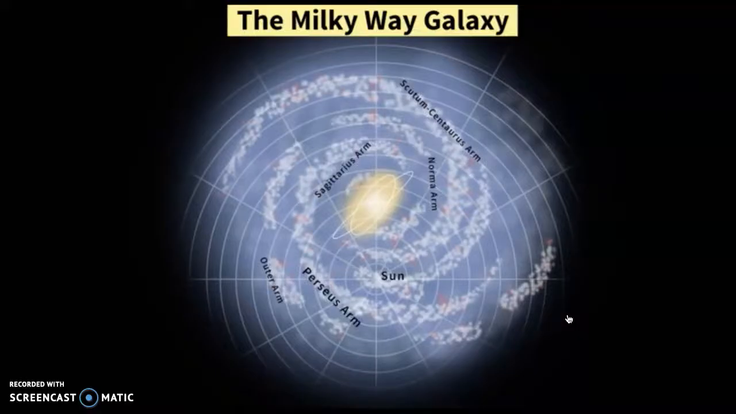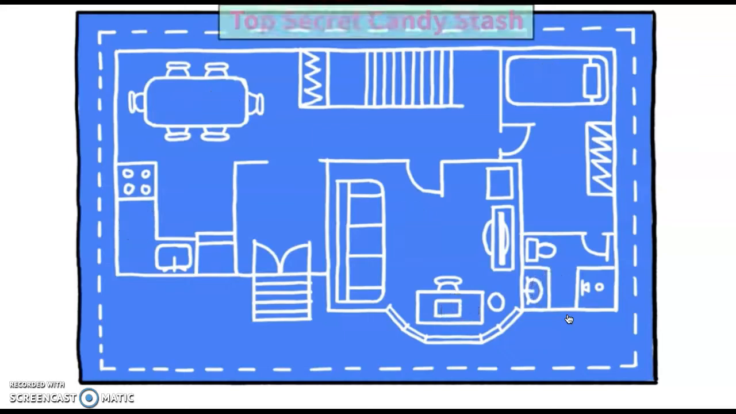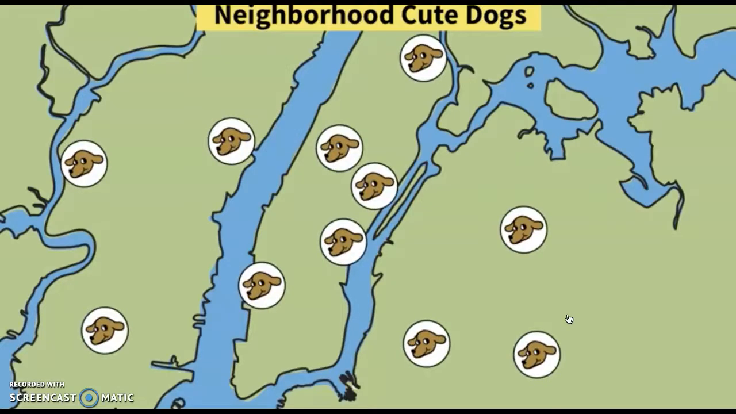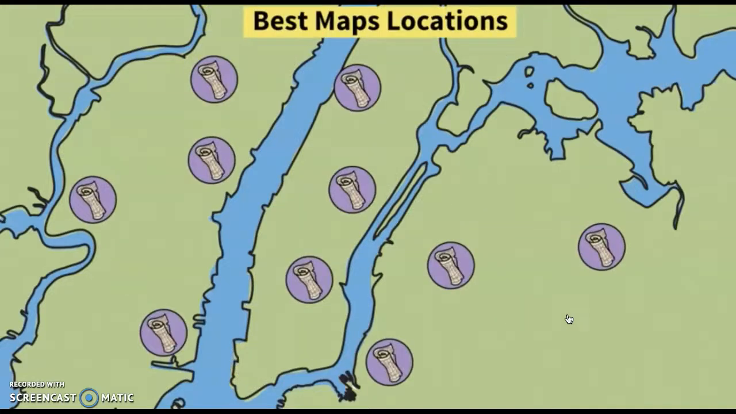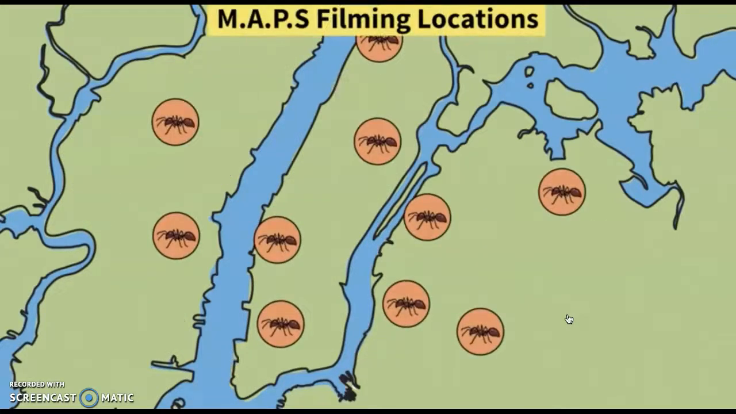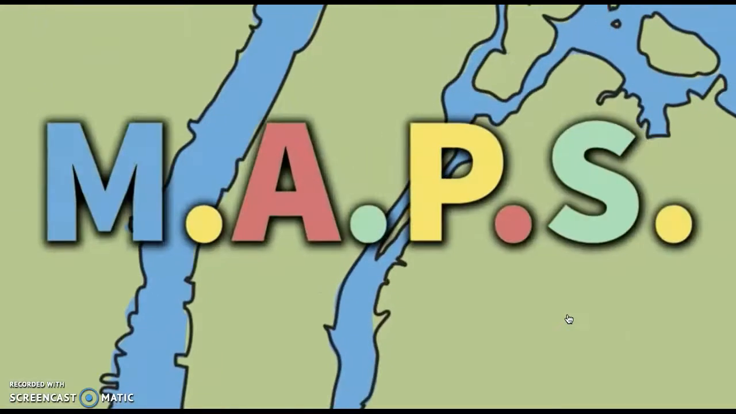There are maps of galaxies, maps of every place in my house that I hid a pickle, maps of how to get to my secret stash of Halloween candy from 5 years ago, maps of all the cute dogs in my neighborhood, maps of all the scary dogs in my neighborhood, maps of where to find the best maps, maps of where they filmed the TV show Mutant Ant Power Squad. You know, maps.